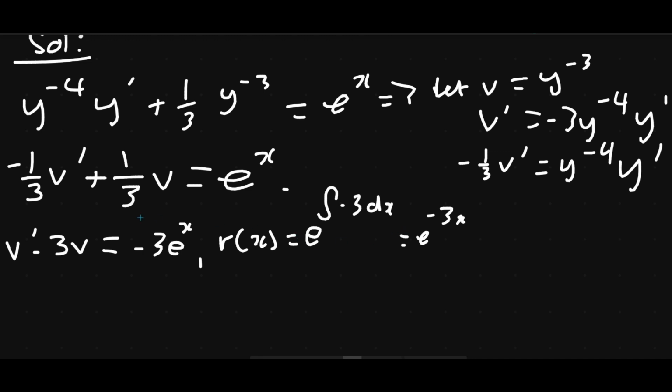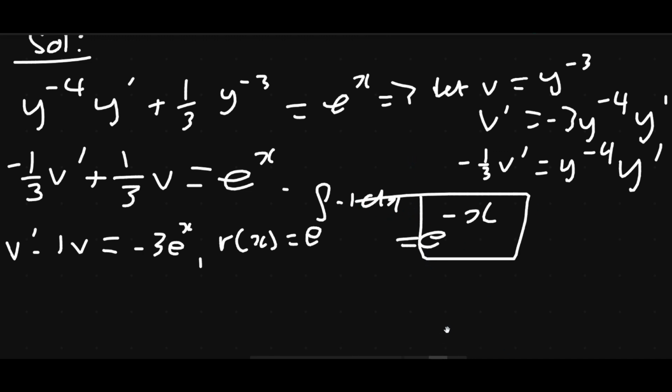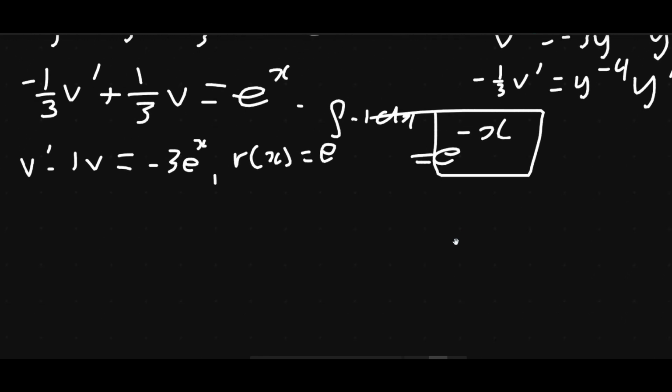Oh no, sorry, made a mistake here. That's really silly of me. There's not a 3 here, because we multiplied that by the minus 3, so the 3 would cancel with the 1/3, so we just get minus 1v. So it's going to be e to the integral of negative 1 dx, which equals e to the minus x. Okay, so that is our integrating factor, r of x. Sorry for that little mistake there, but it's okay, we're on the right track now.